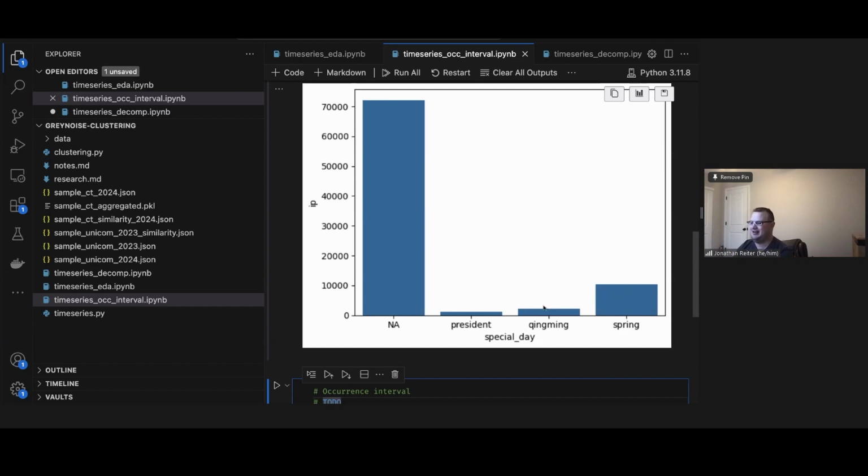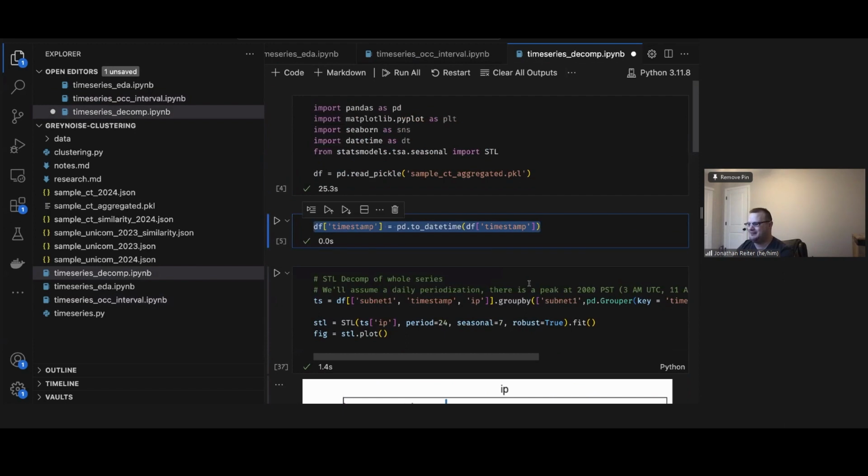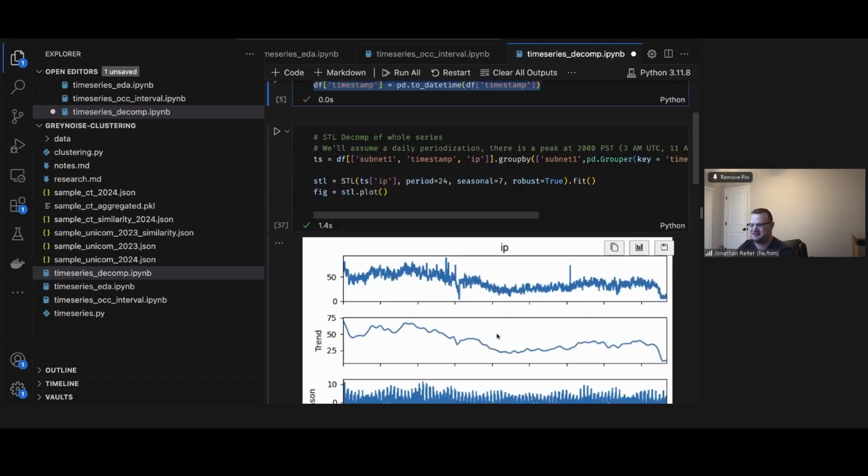Well, clearly there's no bias towards Western holidays so far. But again, this is something that should be corrected for duration. Jumping to decomp. If you really want to look even closer into seasonality and to see, is there periodicity to this actual data, STL decomposition is a very useful approach. Again, it makes no assumptions about distribution.